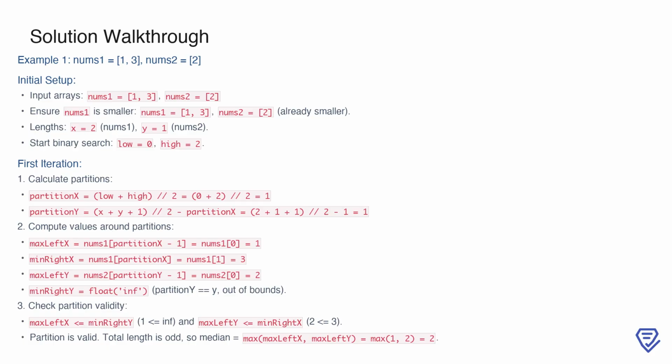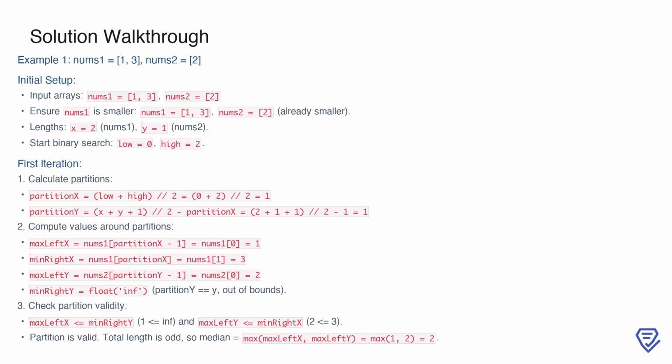For the first iteration, we calculate partition x as the midpoint of low and high, giving us 1. Partition y is determined to balance the split, calculated as (x plus y plus 1) // 2 minus partition x, resulting in 1. We now evaluate the elements around the partitions. Max left x is nums1[0], which is 1, and min right x is nums1[1], which is 3. Similarly, max left y is nums2[0], which is 2, and min right y is infinity because partition y falls out of bounds in nums2.